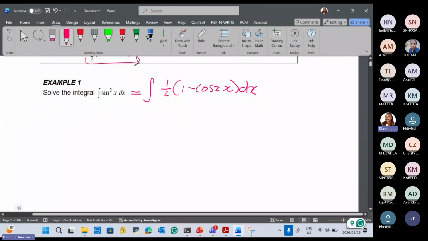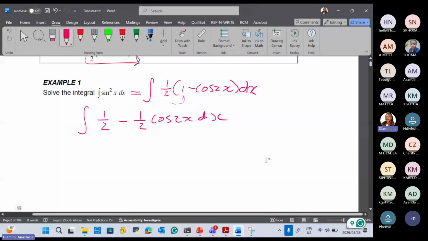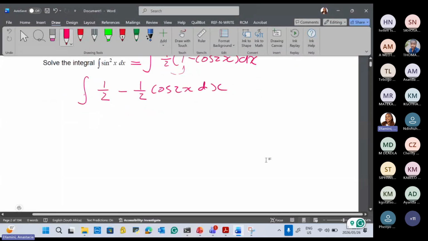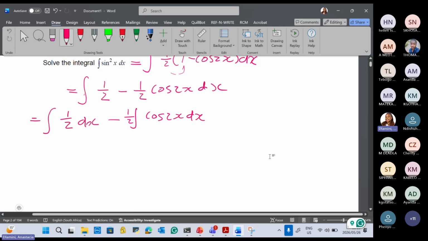Now, then you can multiply inside, right? So this is half multiplied by 1. So this is the integral of 1 over 2 minus 1 over 2 cos of 2x dx. Now, remember we said we can separate the integral, right? So this equals the integral of 1 over 2 dx minus the integral of, let's put 1 over 2 outside, cos of 2x dx. Do you see that?